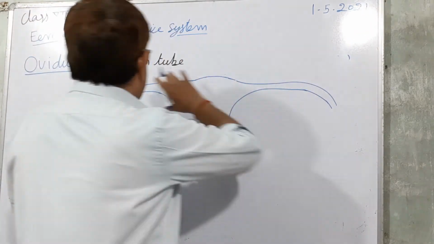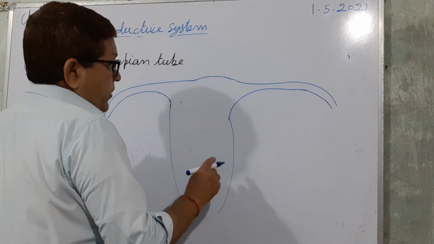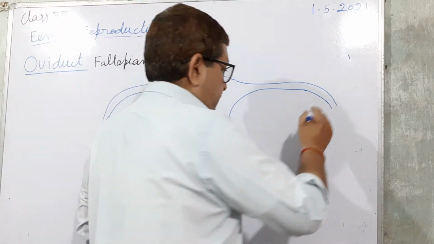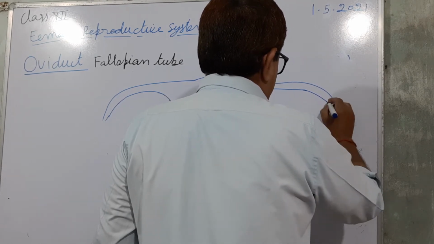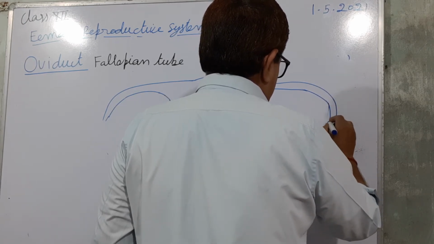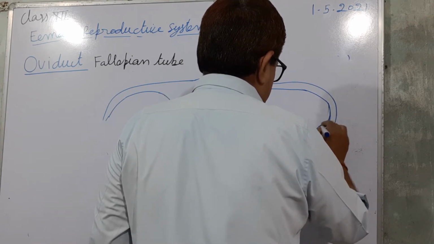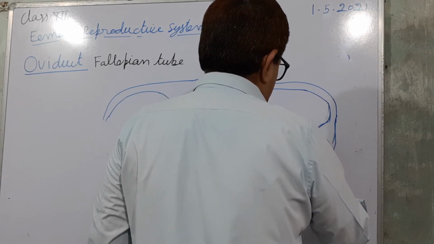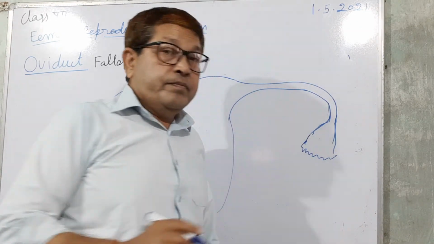This structure is called as the fallopian tube. And let us discuss other structures later. So this structure is called as the fallopian tube or the oviduct. There is a pair of fallopian tubes or pair of oviducts which are found on each side of the uterus.